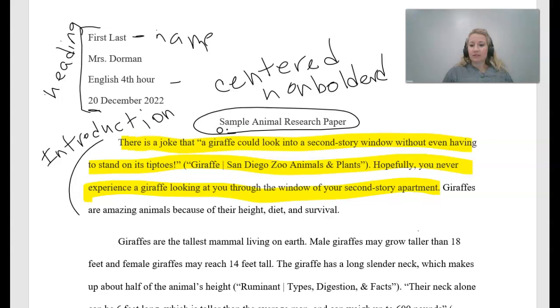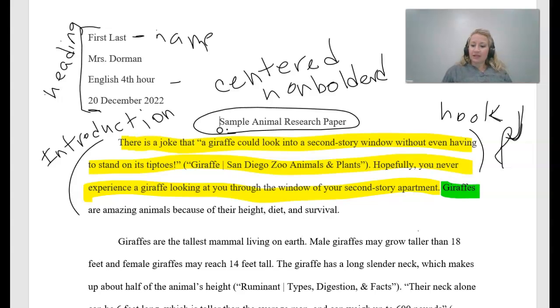This part is called the hook. This is what grabs the reader's attention. And we call it a hook because, you know, when you go fishing, you have that hook and your little fish gets caught on that hook. That's exactly what we're trying to do with our reader, is to get their attention.